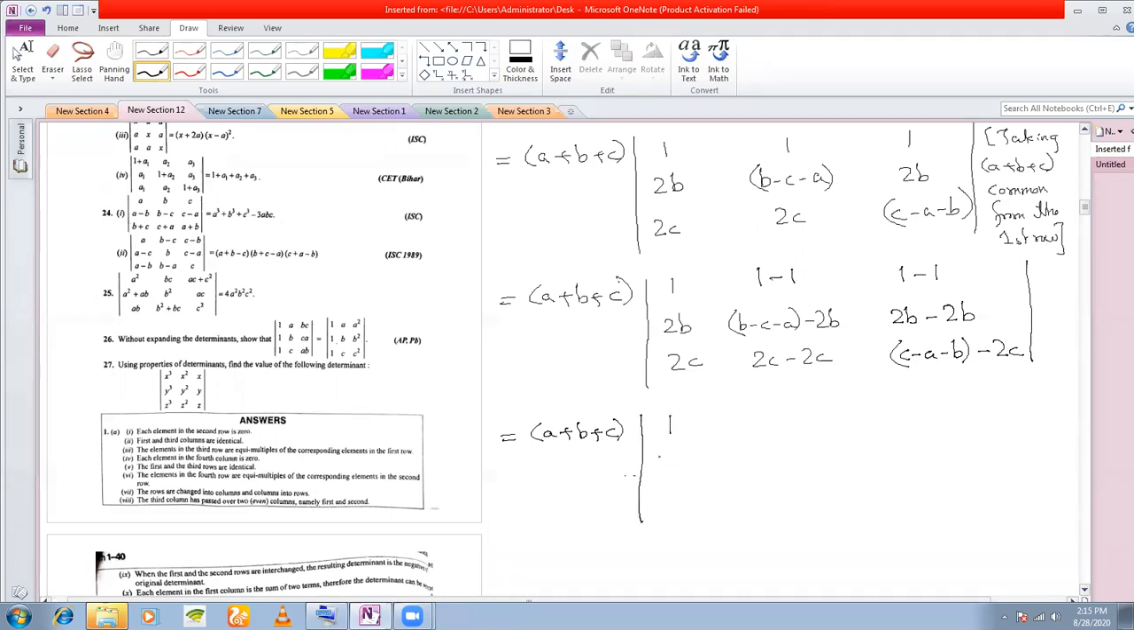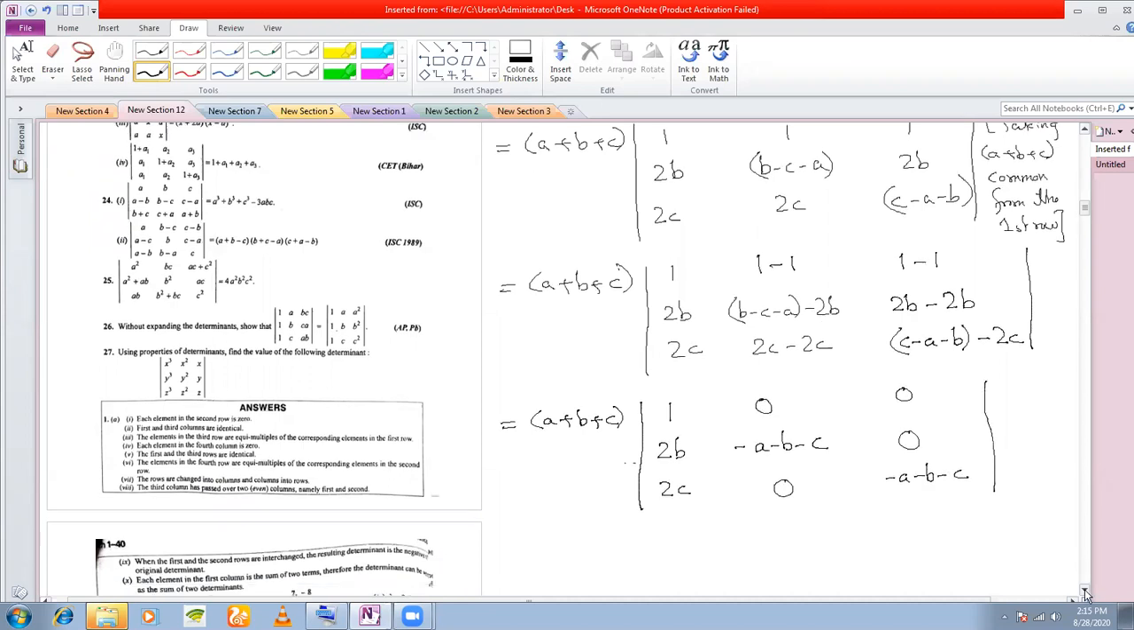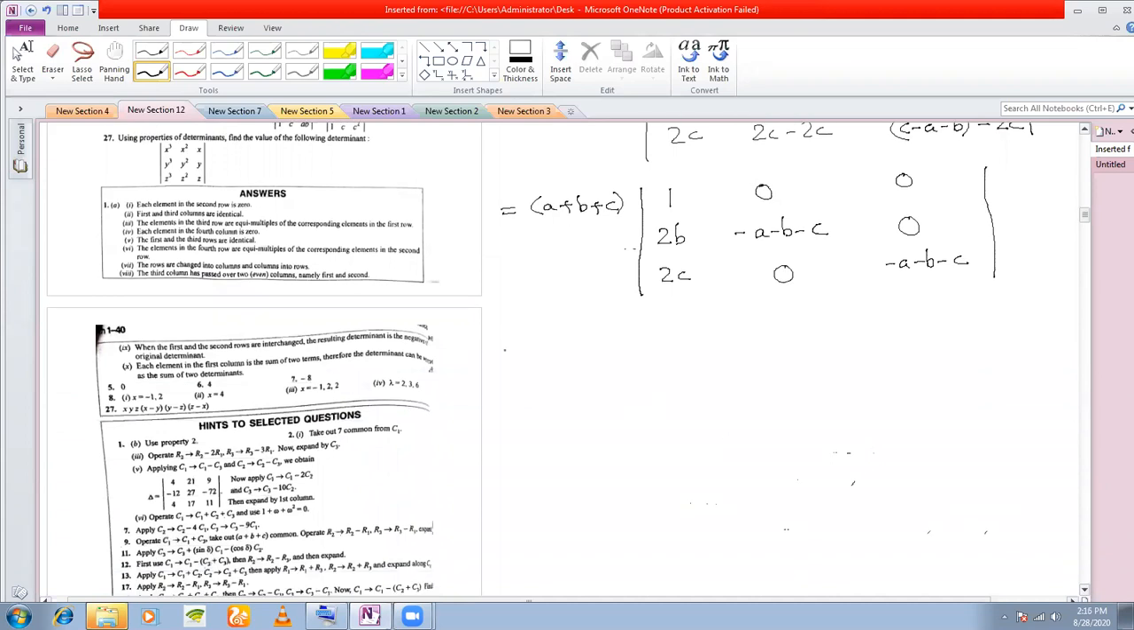Then you get 1, 2b, 2c. You get a 0 here. Now what will remain here? b minus c minus 2b will give you minus a minus b minus c, right? And you get a 0 here, here also a 0, and here also a 0. And what you will get here? Again, minus a minus b minus c, right? Now you have the option: you can expand by this row or by this column also.